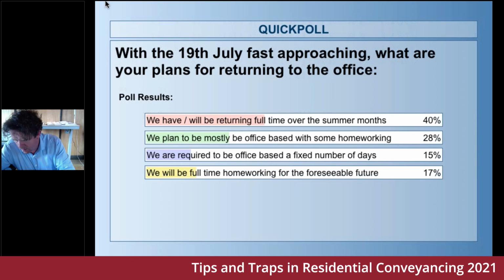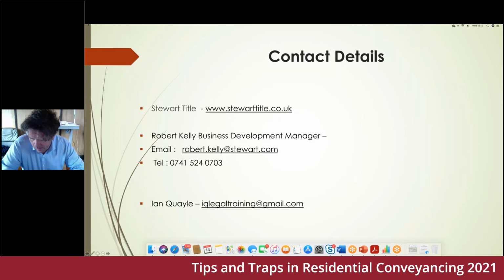I'm actually surprised by the number returning full-time, but I suppose one of the issues you have with a conveyancing team is exactly what Ian was talking about at the start. There is such a benefit from being in the same space so that you can bounce ideas off and help people. That's probably one of the motivating factors behind that. Absolutely, yeah. I think we have a similar thing, really, Robert. It's the more junior members of our staff and their development. I think that's a big aspect that needs to be considered.